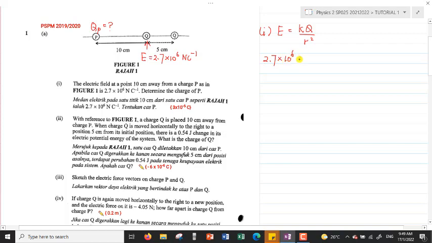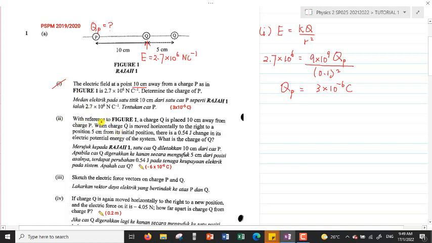2.7 × 10^6, Coulomb constant 9 × 10^9. This electric field is produced by charge P, so over the distance. The distance from that particular point to charge P is 10 cm. So 10 cm changed to meters, 0.1 squared. So when we do our calculation, we will get the magnitude of the charge P. So it should be 3 × 10^-6 Coulomb. Okay, so we are done with question 1.